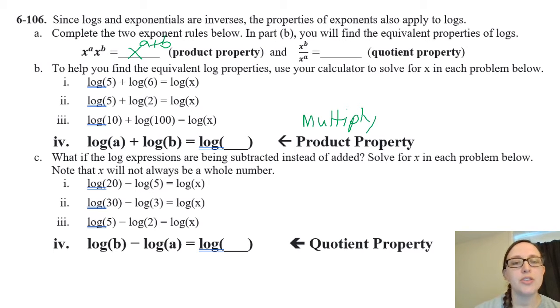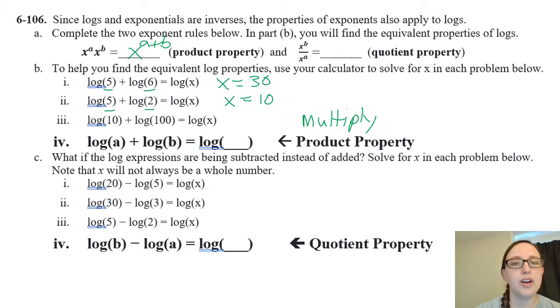When we add two logs, when we combine them, we're going to multiply whatever's in the parentheses. So 5 and 6 are in the parentheses. When I combine this, it's going to be 5 times 6, which is 30. Same thing with the next one. We have 5 and 2. They're both logs, so that's the same base. 5 times 2 is 10. So when we combine it, it'd be log of 10.